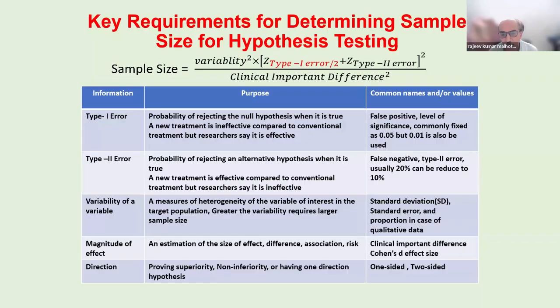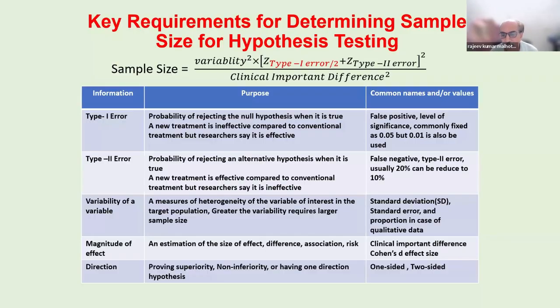Association in the case of correlation, risk is there, relative risk. What is the relative risk? What is the absolute incidence difference? So that is finding out the clinically important difference, also known as effect size. This clinically important difference or Cohen effect size, this is effect size.